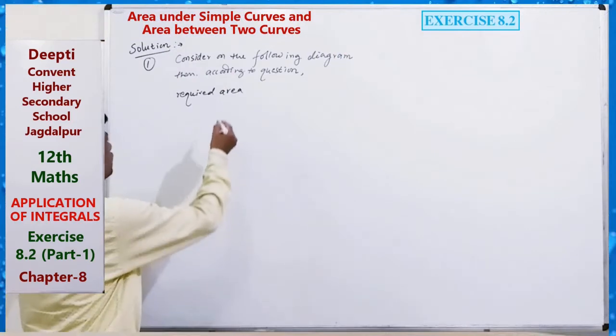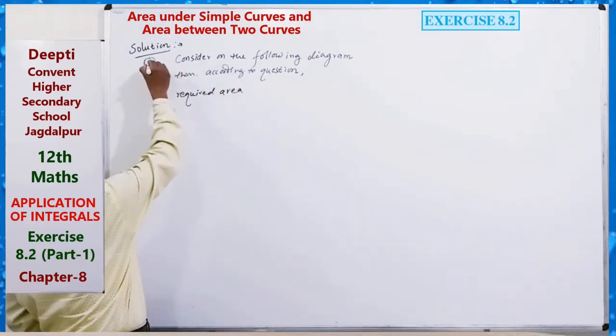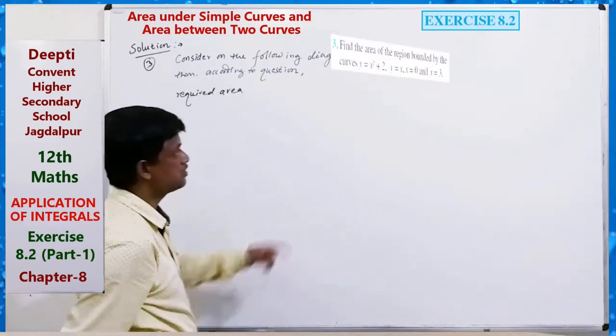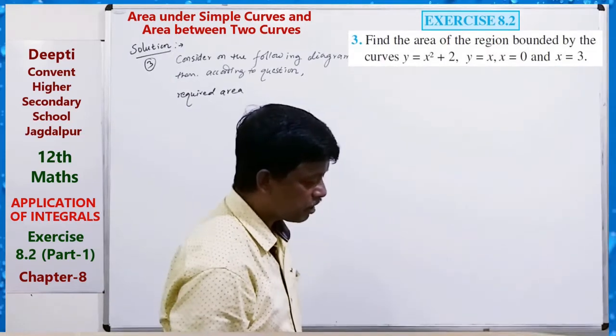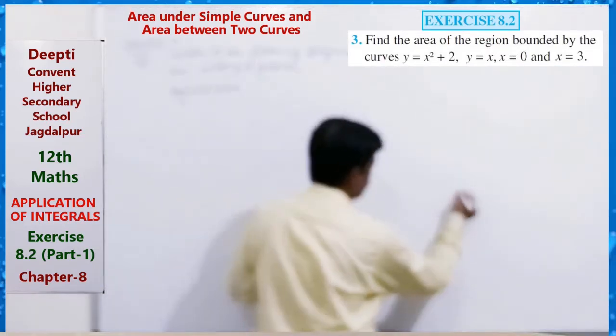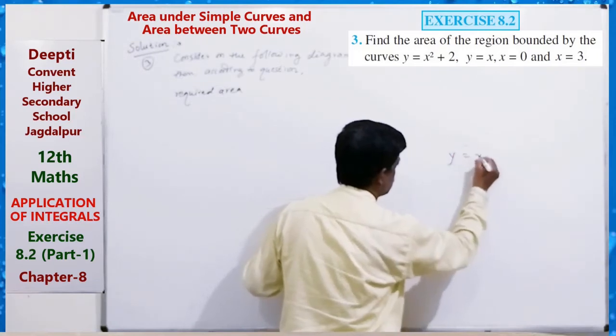Now take question third. The previous question was 2. This question is third. Find the area of the region bounded by the curve y equals x square plus 2.